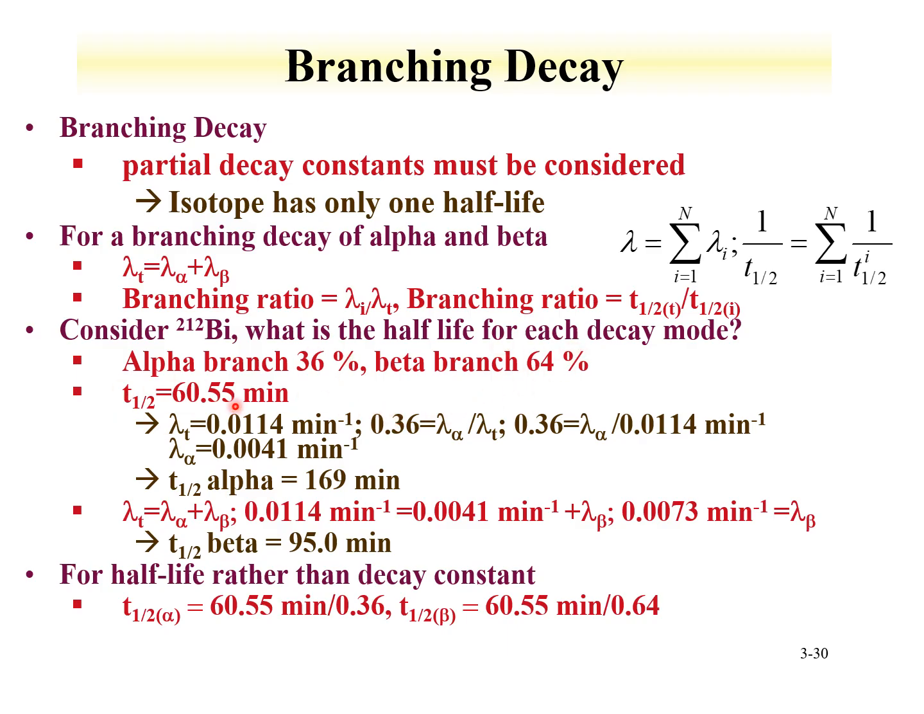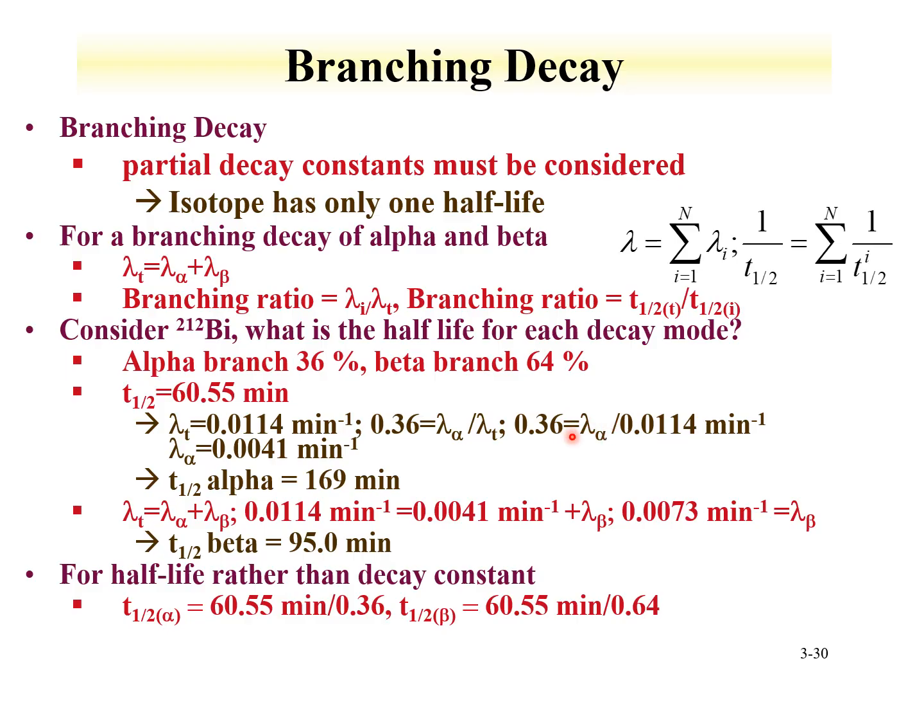The half-life is about an hour, so the decay constant is log 2 divided by 60.55 minutes. We see that the branching ratio for the alpha, 0.36, is equal to the alpha decay constant divided by the total decay constant.